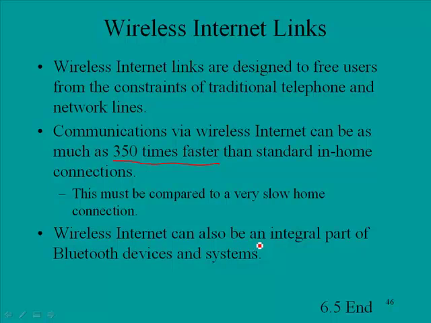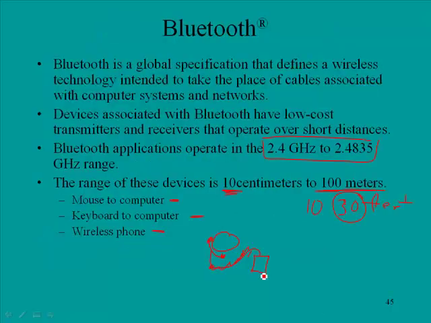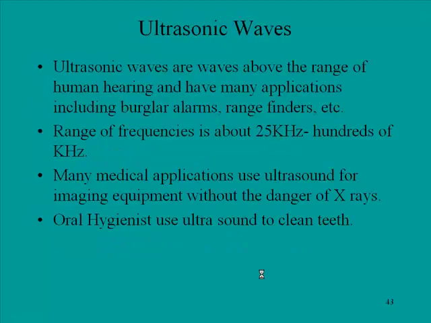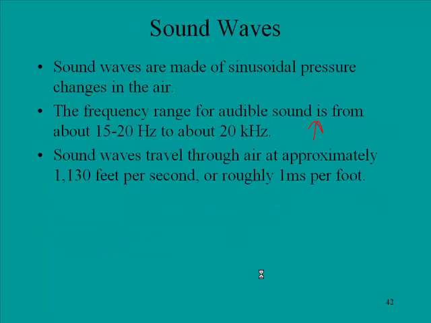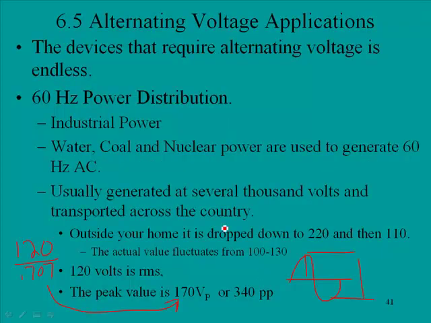Wireless internet can also be an integral part of Bluetooth devices and systems. Okay, so this concludes our introduction to alternating current, and we've been looking at some of the applications that you can do with alternating voltage. We looked at wireless internet, Bluetooth, radio waves, ultrasound waves, and sound waves. And then we also looked at the generation of AC for power distribution.